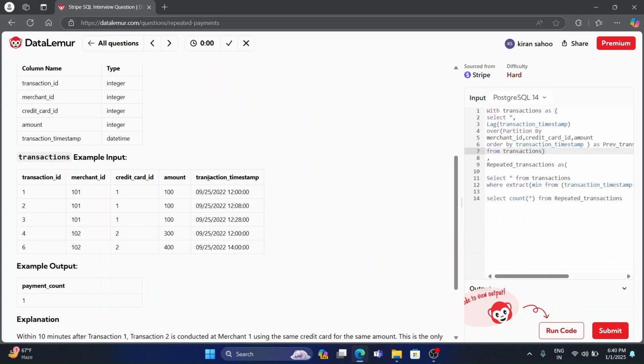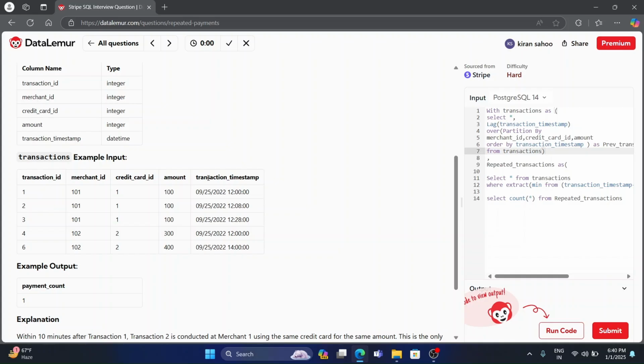Based on these three columns, we need to order the data by transaction timestamp. Then for every transaction we check whether there is a previous transaction available. If it is available and the interval is within 10 minutes, then we consider this a repeated payment. If the interval is beyond 10 minutes, then it's not a repeated payment.